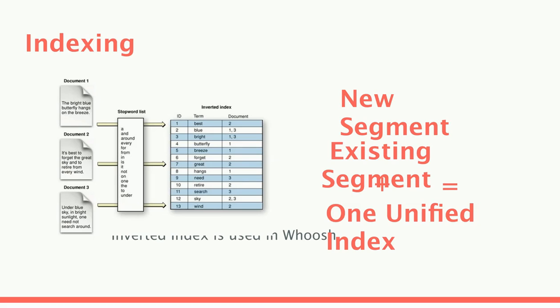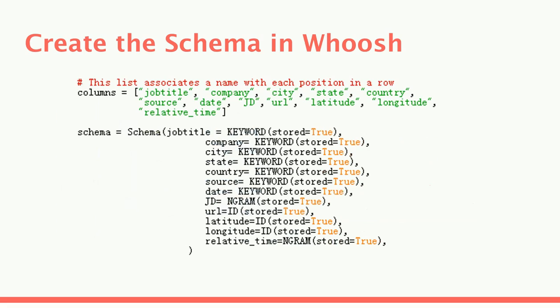When the user adds documents to an index, instead of integrating the new documents with the existing documents, Whoosh creates a new segment next to the existing segment. Then when the user searches the index, Whoosh searches both segments individually and merges the results so the segments appear to be one unified index. The schema specifies the fields of documents in an index. All these fields are stored since we need to display the data in these fields in the results.